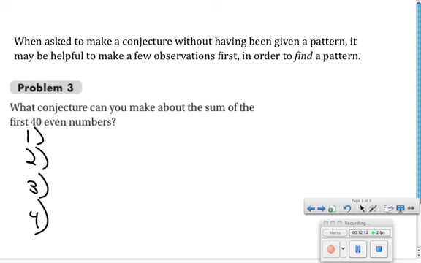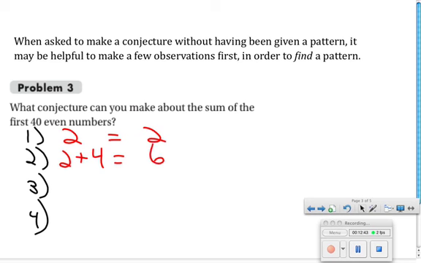So it's talking about the sum of the first 40 even numbers. What's the first even number? 2. Thank you, 2. So then I know that the sum of the first even number is just 2. What are the first 2 even numbers? 2, 4. 2 and 4. So when I add them together, I know that the sum of the first 2 even numbers is 6.